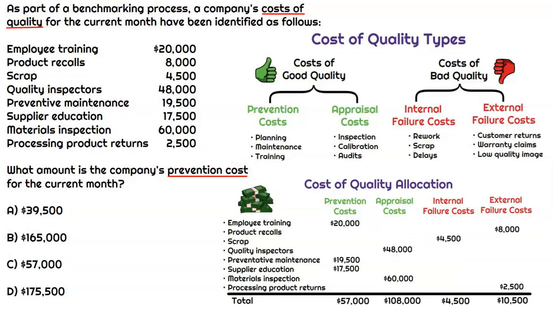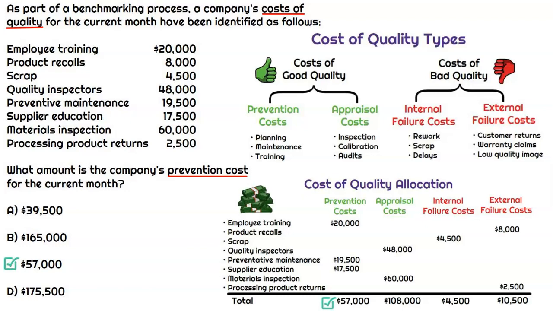So now that we've mapped out all of the costs to one of the four buckets of cost of quality, we see prevention costs totals $57,000, appraisal costs totals $108,000, internal failure costs is $4,500, and lastly, external failure costs is $10,500, right? So this company spent a lot on prevention costs and appraisal costs. Now, ultimately, the question's only asking about total prevention costs for the current month, and that's going to be $57,000, so that's the correct answer.